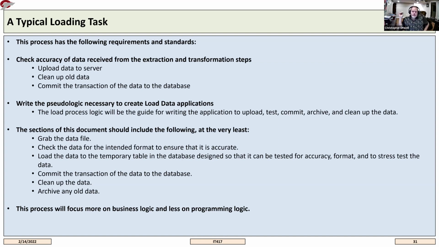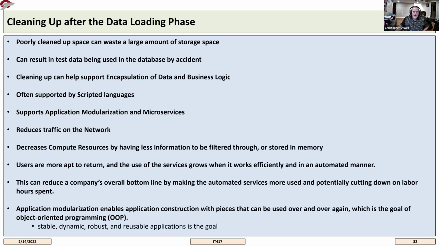And you have to make sure that your data is also properly committed, properly changed. So you archive anything obsolete. You always clean up after the data loading phase because poorly cleaned up spaces waste large amounts of space. They can result in accidental dirty data being added into a database or test data being in a database. It helps support the encapsulation of data in business logic supported by scripting languages. You want to reduce network traffic. You also want to reduce database resource utilization. There's a number of reasons why you want to make sure it's clean processing, right?